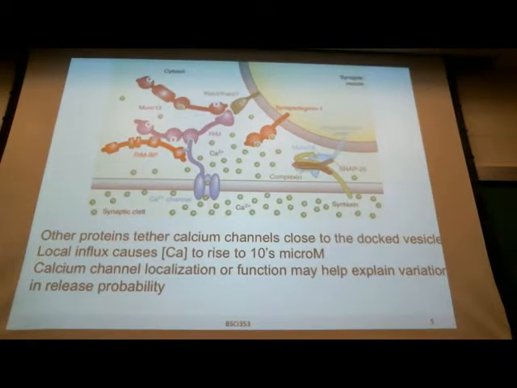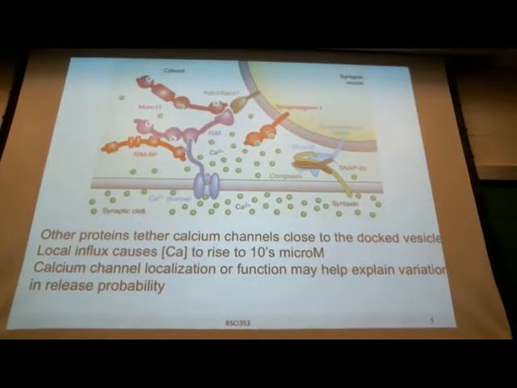All right, so when you have a local influx, it can rise to tens of micromolar concentrations. The baseline concentration for calcium typically is in the nanomolar range. So you're having this really rapid local influx of calcium that's causing that really tight synchronous vesicle fusion event. And the localization and modification of these calcium channels probably has a lot to do with modulation of function and release probability in the system.